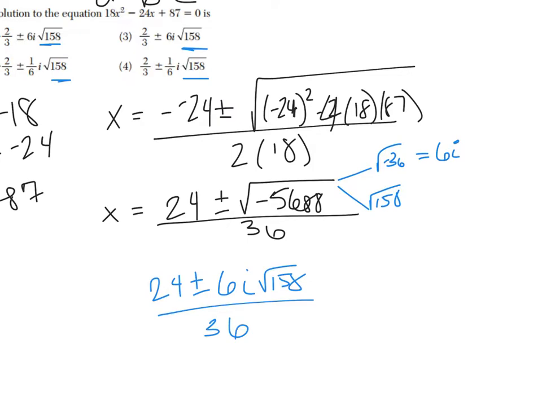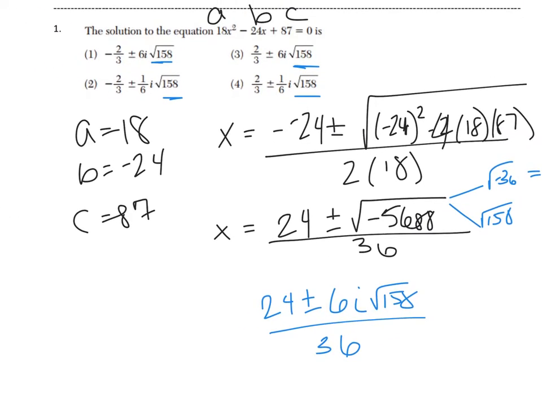Now I can cross off two choices, and the two choices I can cross off right away are these guys, because you notice how they have negative 2/3. That can't happen because 24 is positive. So these guys go away. But I'm still stuck with those two.